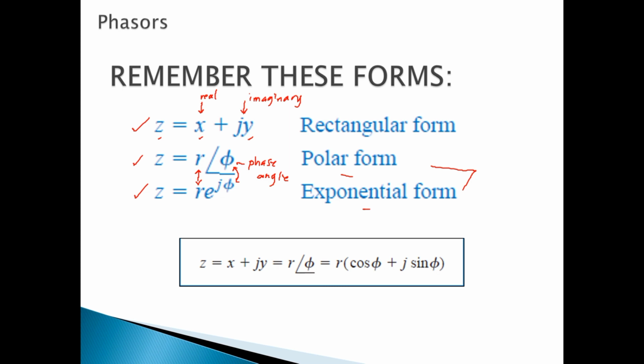So to convert from polar form into rectangular form, all you have to do is to use this format. So r cosine phi is equal to x, then r sine phi is equal to the y of jy. And then I will show you how to use your scientific calculator to convert rectangular to polar form.